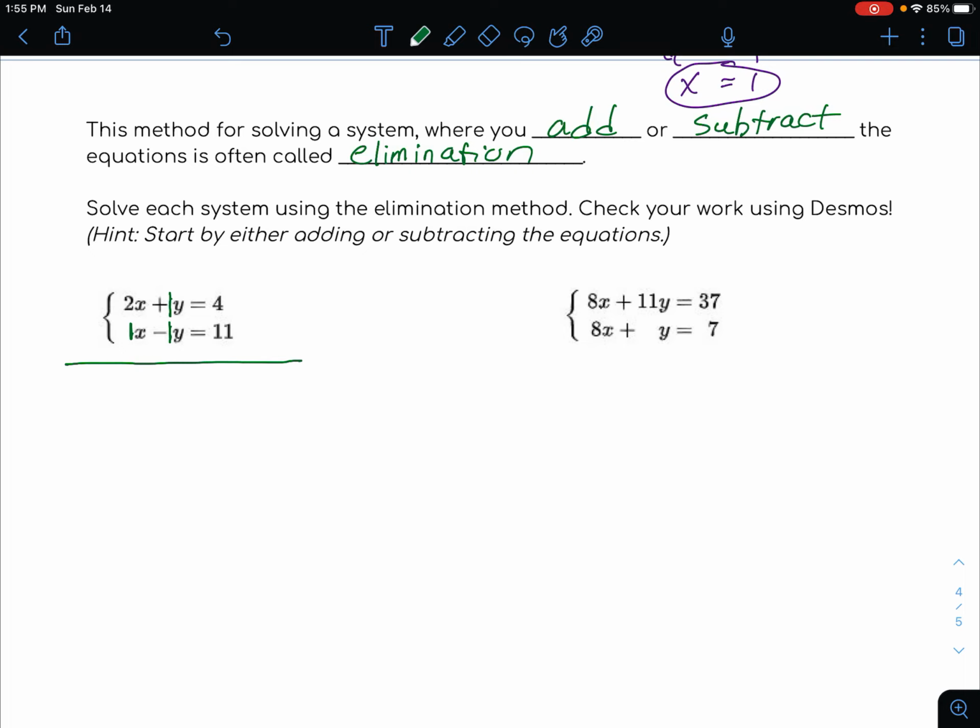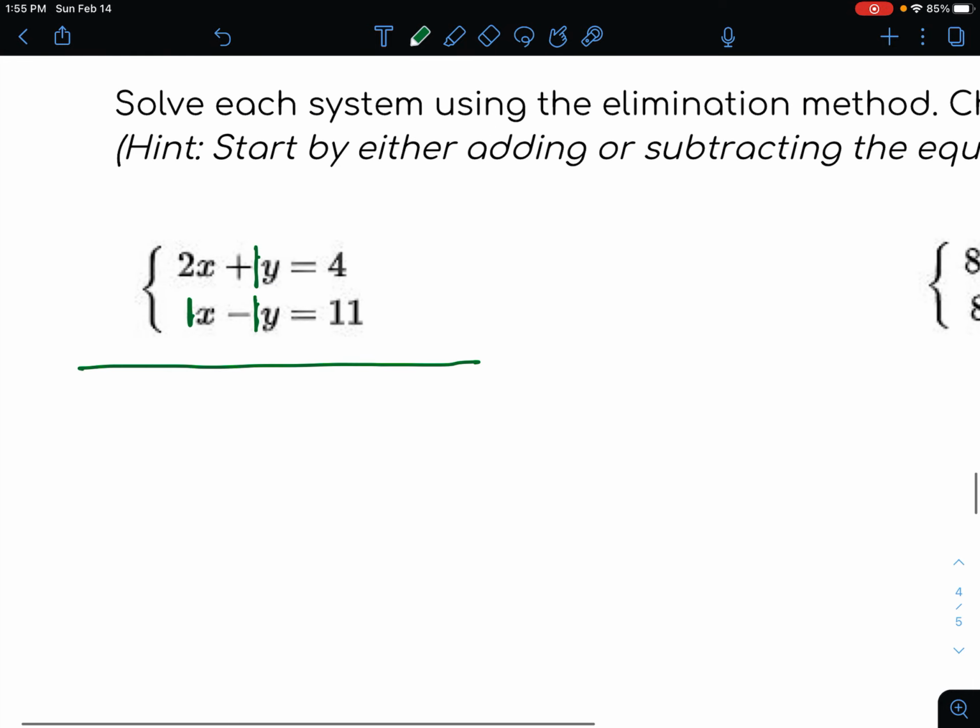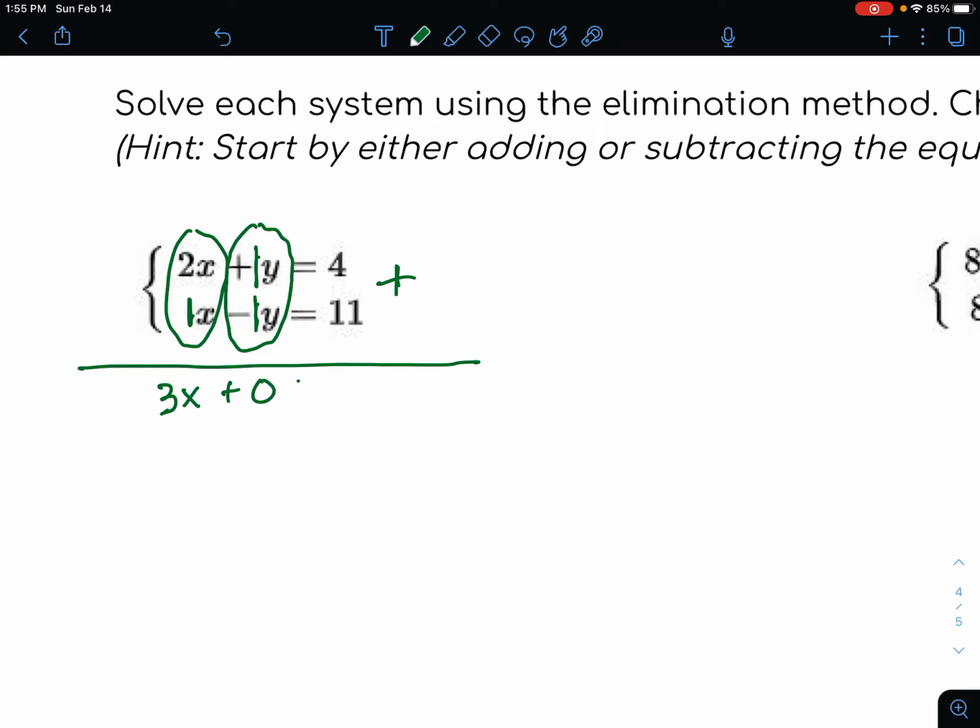And I'm hoping you notice in this first one that by adding these equations together, the x's won't get eliminated, but the y's will, because 1y plus negative 1y is 0. And whatever we decide, we have to go all the way across and do that for each set. So 2x plus 1x is 3x. 1y plus negative 1y is 0. 4 plus 11 is 15.